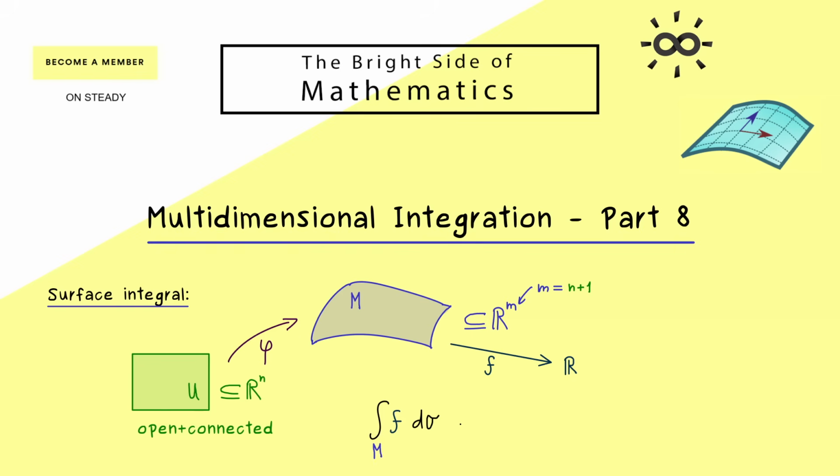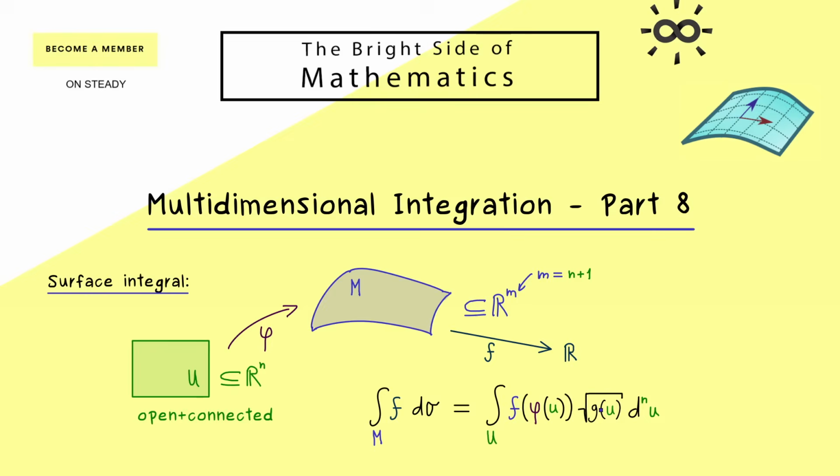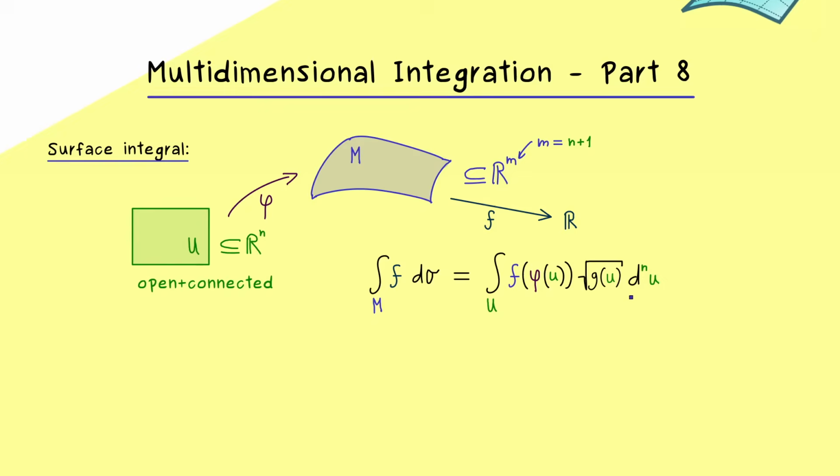Now, as we have discussed in the last video, this integral can be defined by using the parameterization phi. Which means we just integrate over u, and then we look at the composition f after phi. So this is what we integrate in R^n, which means we just have an ordinary volume integral in n dimensions. However, here it's quite important that we incorporate the stretching of area that the parameterization phi makes. And this can be done by using the so-called Gramian determinant.